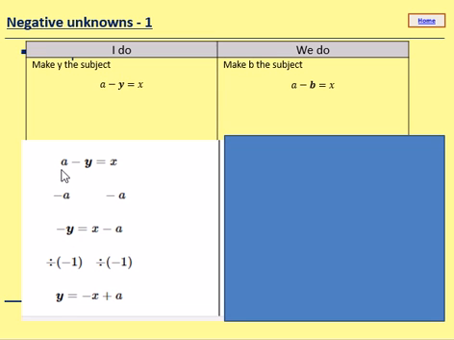First off, let's get rid of this a. And let's do that by subtracting a from both sides. That will leave us with negative y equals x take away a.